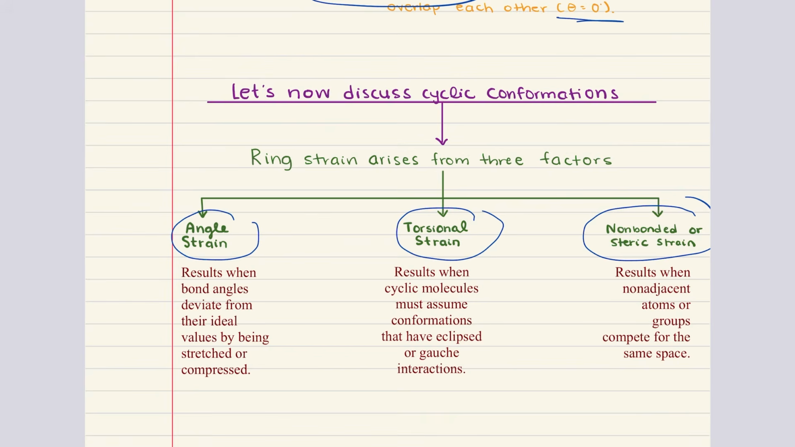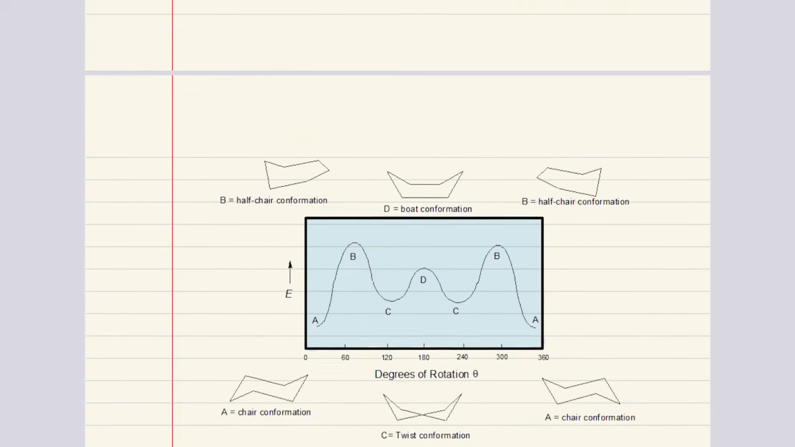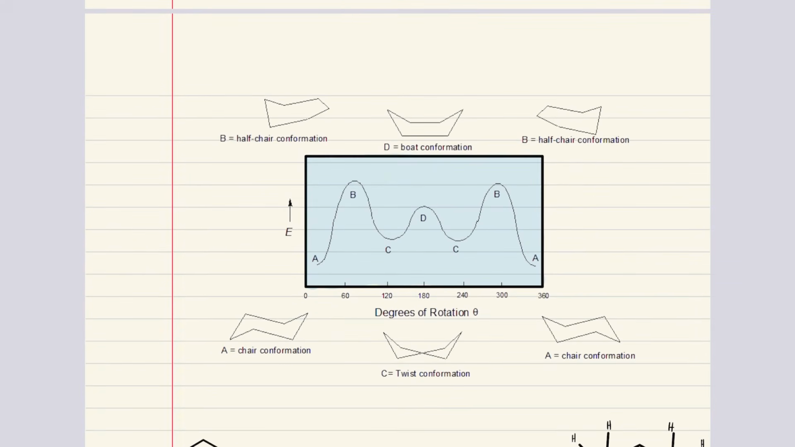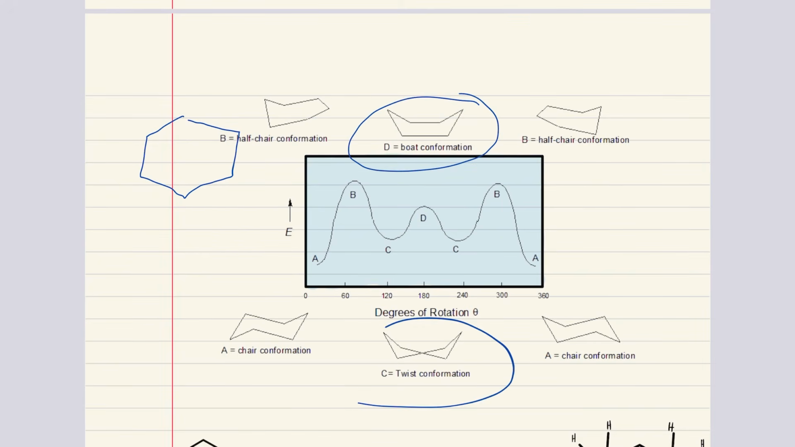To see how cyclic molecules minimize these forms of strain, let's take cyclohexane as an example. Cyclohexane is a highly studied cyclic molecule because it can adopt multiple conformations to reduce strain. Among these conformations, we have the boat and the twist boat conformations, which are less stable because they introduce torsional and non-bonded strain. This is in comparison to the chair conformation that cyclohexane can adopt.